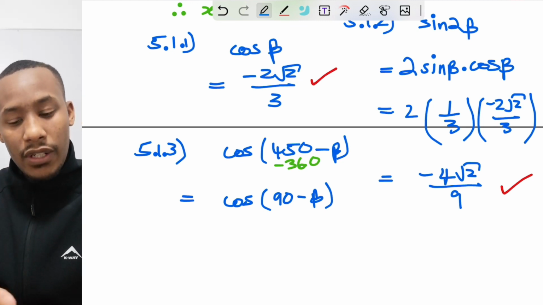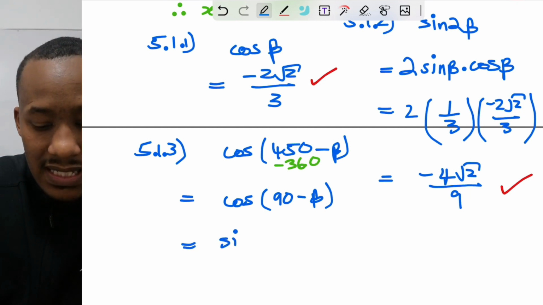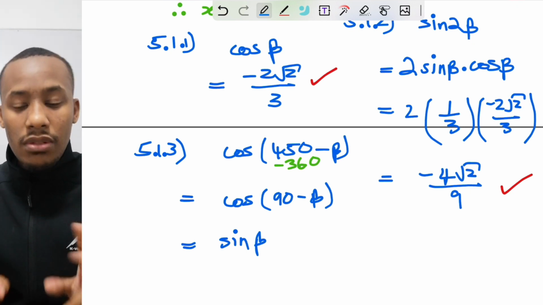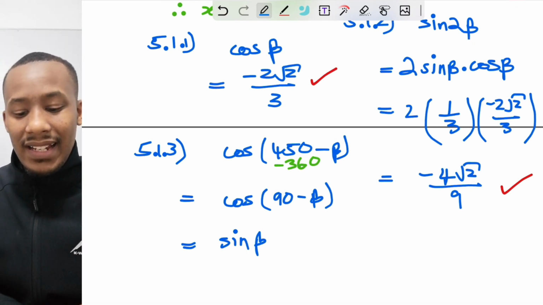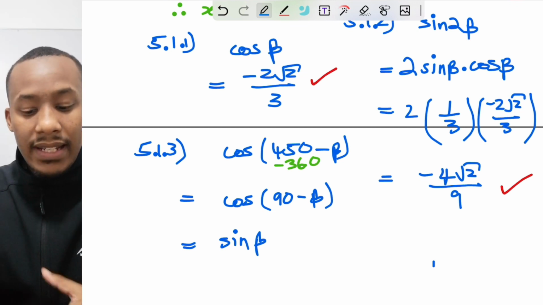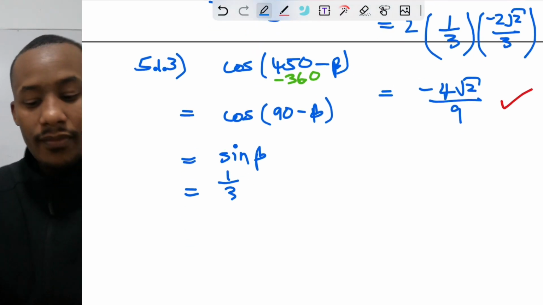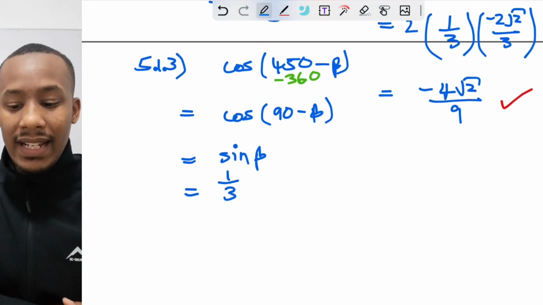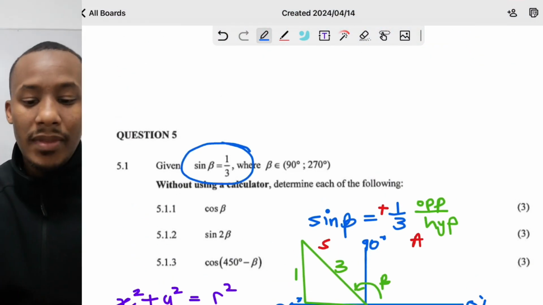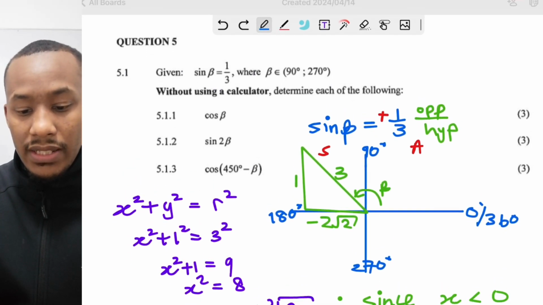And that's a cofunction. Cos of 90 minus beta is actually equal to sine of beta. The cofunction or co-ratio, however you want to refer to it, of cos 90 minus beta is sine beta. And again, sine beta is simply 1 over 3. That's 1/3, and that was given to us at the start of the question. So that's how you would answer a question like this.